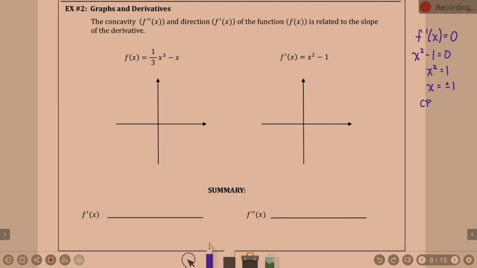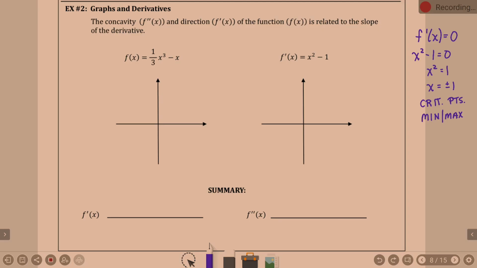Remember, since these are places where my first derivative equals 0, these are critical points. On the graph, what are they most likely going to be? Extrema, right? So these are most likely your mins and maxes. I won't ever say guaranteed, but that's what should end up happening.